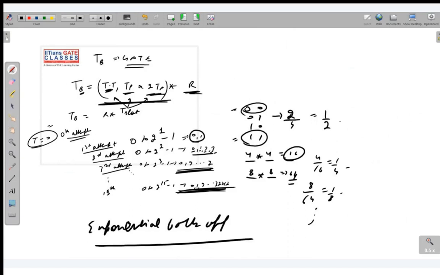Okay. So I think you have got the logic behind it, and that's it. Okay, so this is all about TB, and now we will try to answer GATE questions. Let me tell you how they have asked the question. I'm not going into detail of writing the question and so on.